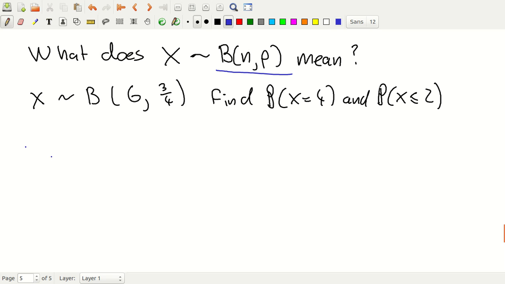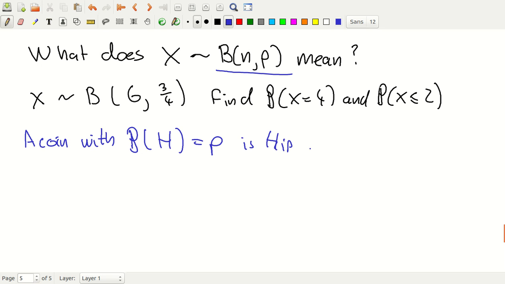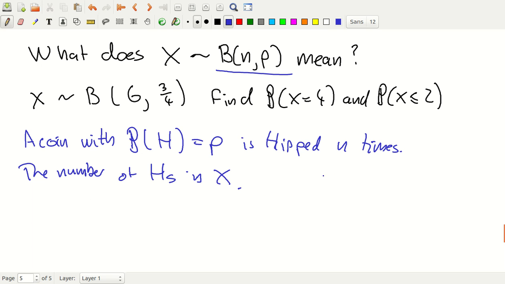So, a coin with the probability of coming up heads being some number p is flipped n times. Okay, the number of heads is called X, so we count the number of heads. The number of heads is capital X. Then X is distributed binomially with n trials and p as probability of success. Okay? So I'll use those terms occasionally.